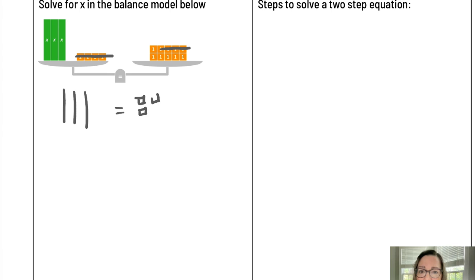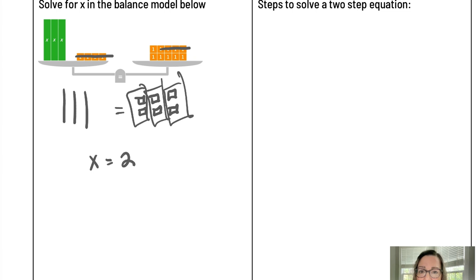So I'm going to rewrite this, just sketching it really quickly. So my little lines are my three x's, and then I have 6 ones left over. If I was to break those ones into groups, I would have 3 groups. So each x is equal to 2.